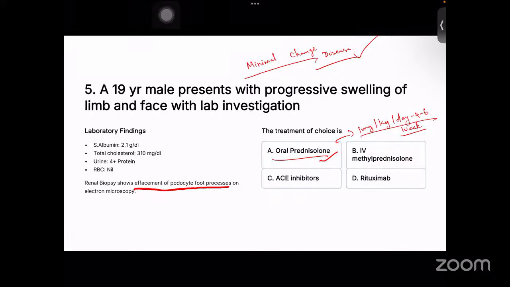So here the treatment of choice, and the right answer for minimal change disease, is oral prednisolone. The correct answer is 1 mg per kg per day for 4 to 6 weeks, and then we taper it. Okay, so this is the one. Now next we move on to the sixth question.